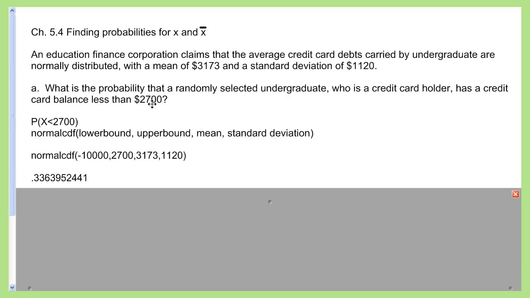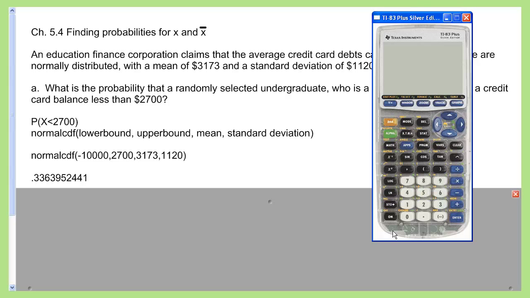debt less than $2,700? So we're going to go back to the distribution menu and use the normal cumulative, and we'll need a lower bound, an upper bound, a mean, and a standard deviation, which we have in the problem. So here's what we're going to use for the lower bound. I always use negative 10,000. My upper bound will be the amount of credit card debt. I want to make sure it's less than that. Then here's the mean and the standard deviations.